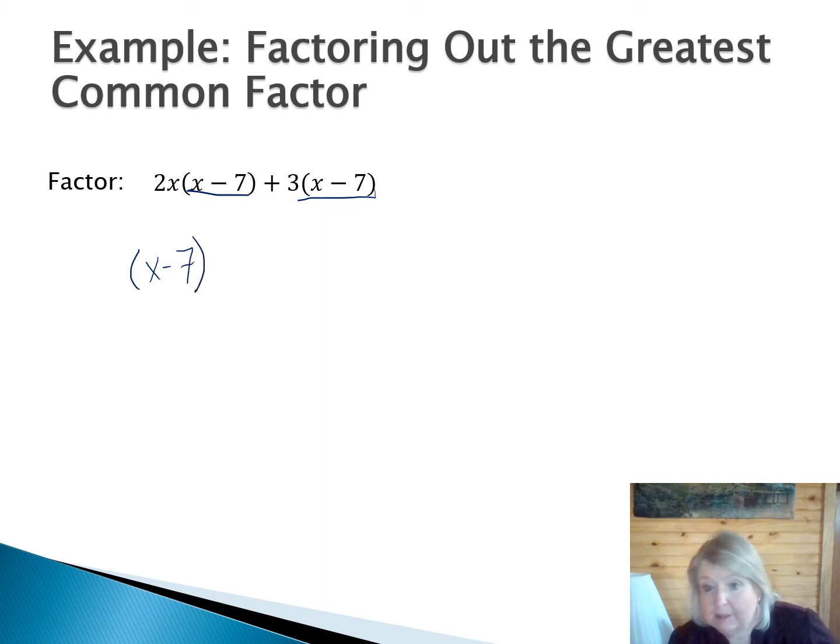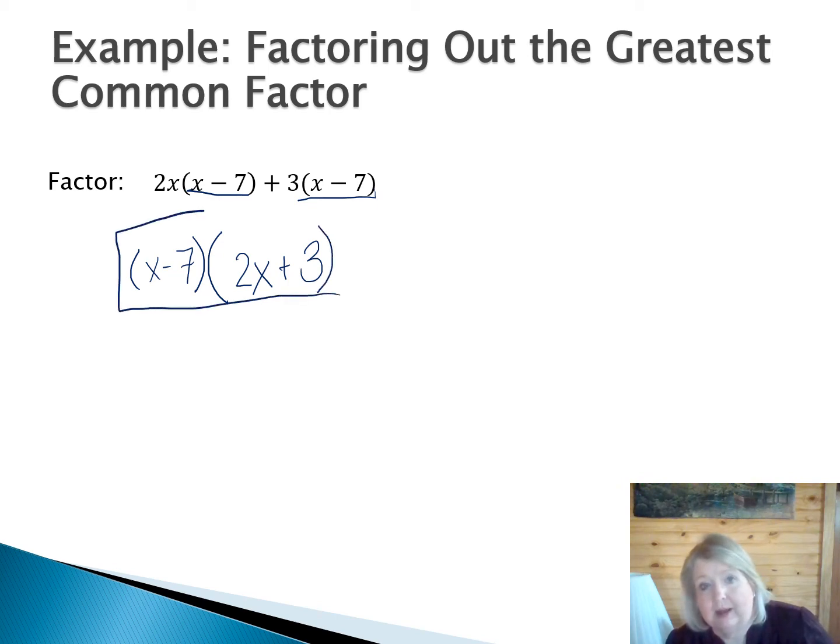So I write my common factor down. I open parentheses and I divide it out of each term. So 2x divided by 1 is 2x, and x minus 7 over itself is 1. Plus 3 divided by my understood coefficient 1 is 1, and x minus 7 over itself is 1. My final answer.